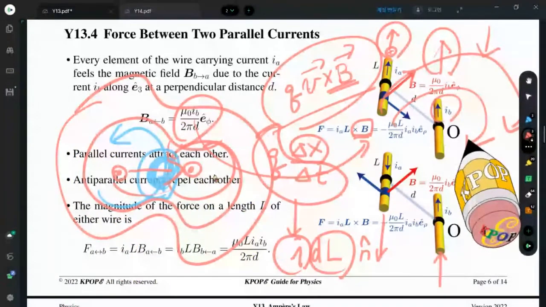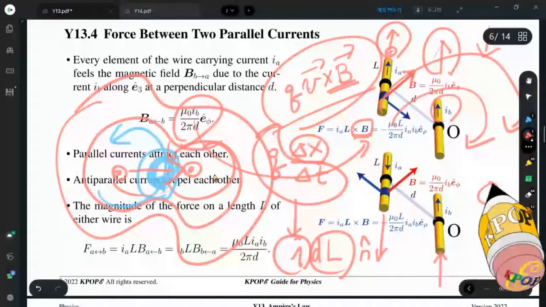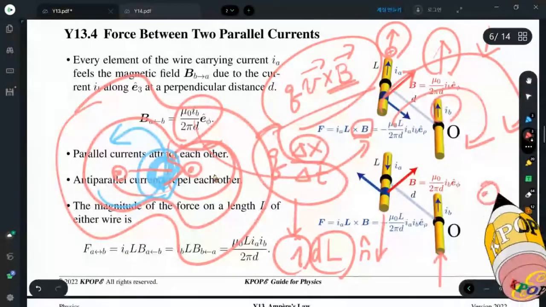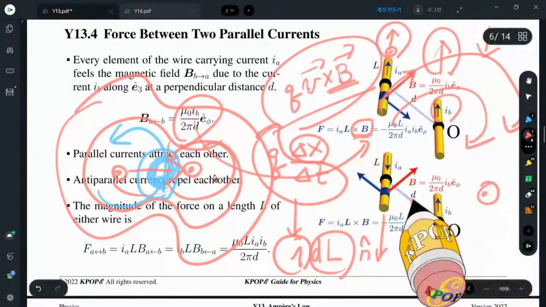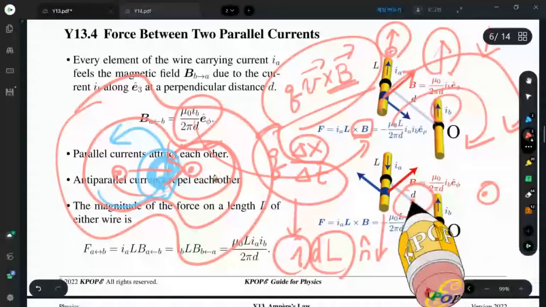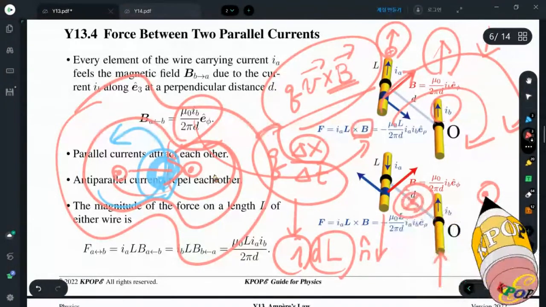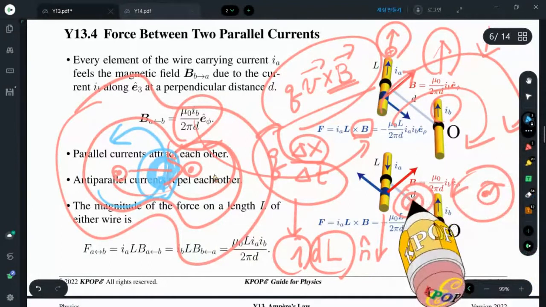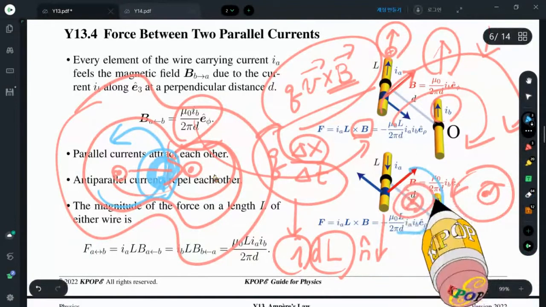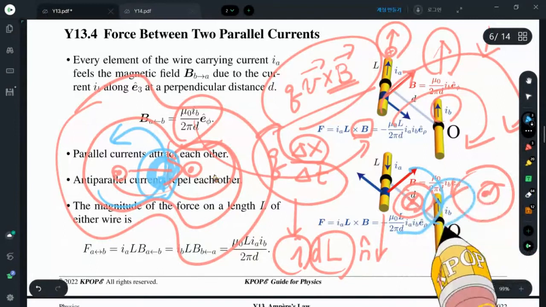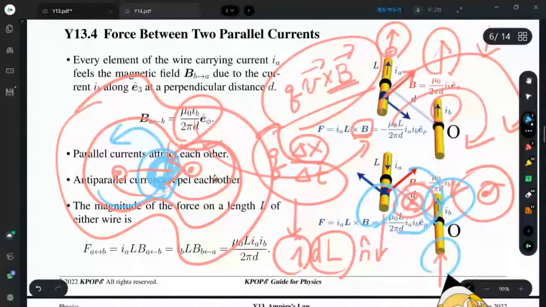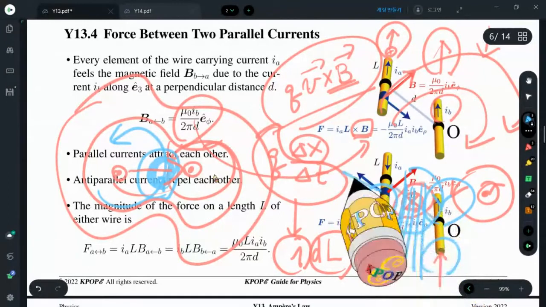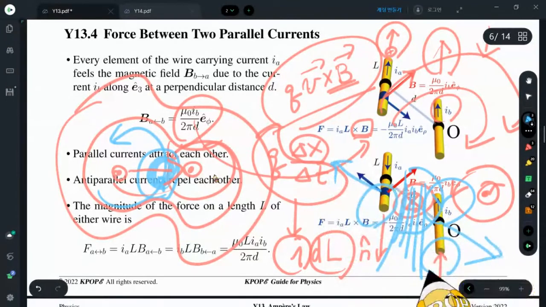If it is opposite, magnetic field coming out, in this case, they add up. If they are opposite, field lines become dense and their force is repulsive.